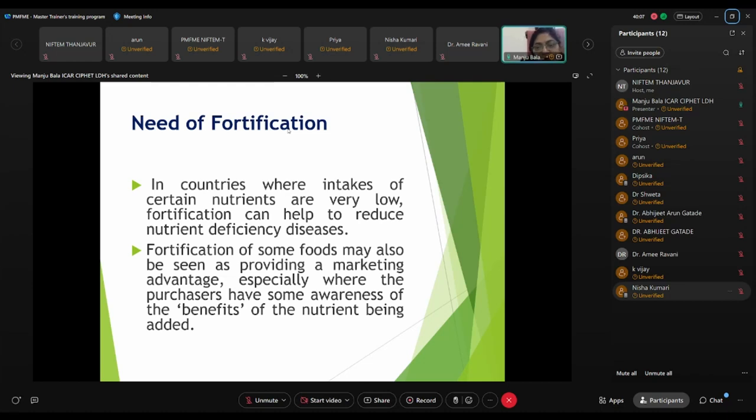In countries where intake of certain nutrients is very low, fortification can help to reduce nutrient deficiency diseases. Fortification of some foods may also be seen as providing a marketing advantage, especially where the purchasers have some awareness. That is also a marketing strategy in certain cases, not all cases.